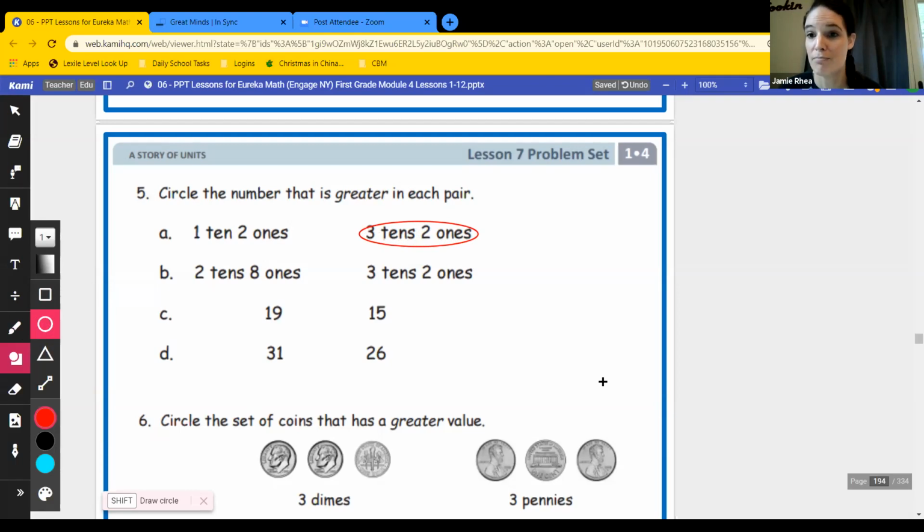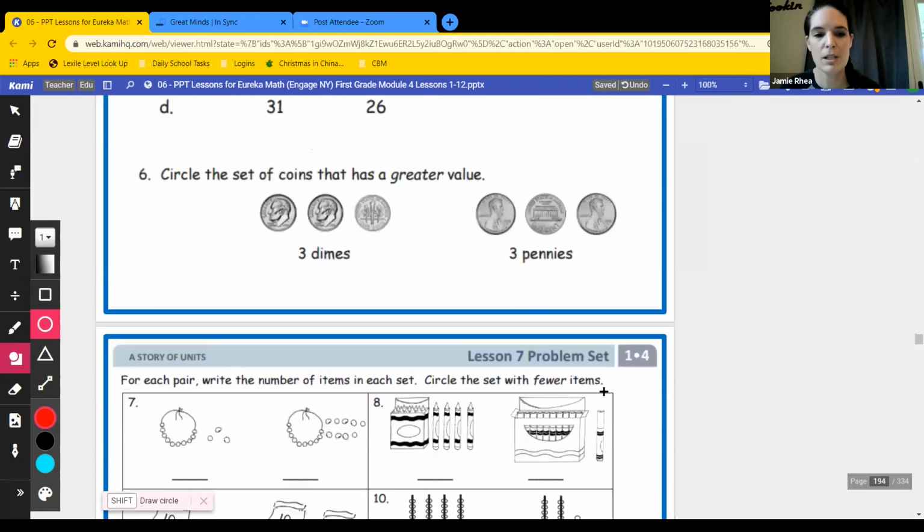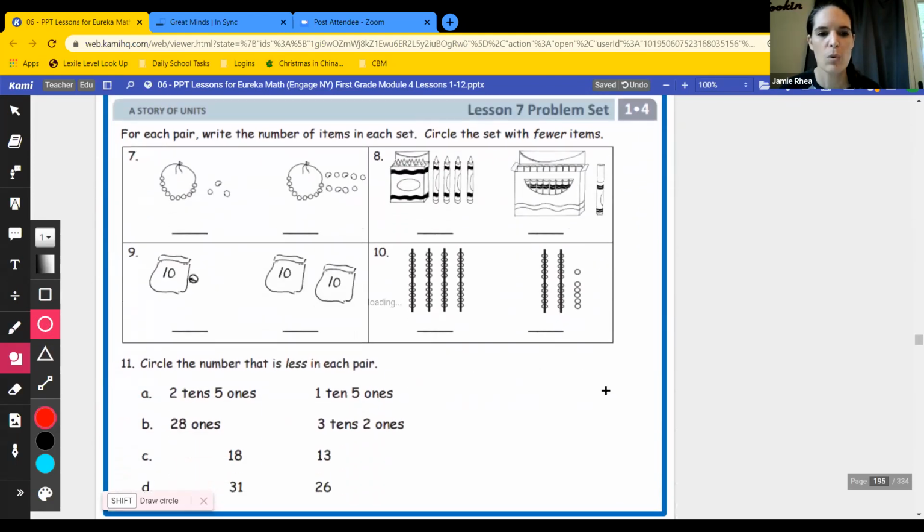You're going to do B. Okay. Make sure you do A and B together. All right. Then we're going to come down here, and we're going to look at 9, 10. That's the ones you're going to do. And 11, A and B.